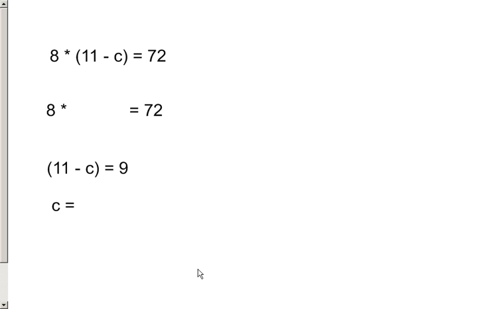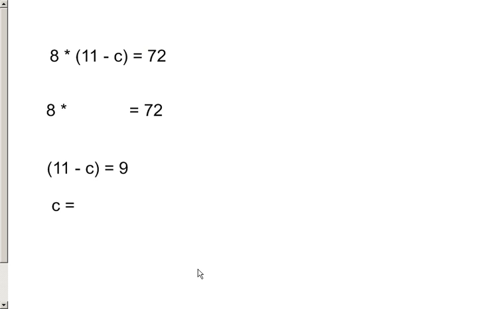So this slide is an example of the cover-up method for solving an equation. So my number sentence is 8 times parentheses 11 minus c equals 72, and I'm going to be solving for c. So I've covered up, I couldn't do it with my hand, so I whited out the 11 minus c. And in my head, I'm just going to say 8 times what equals 72?